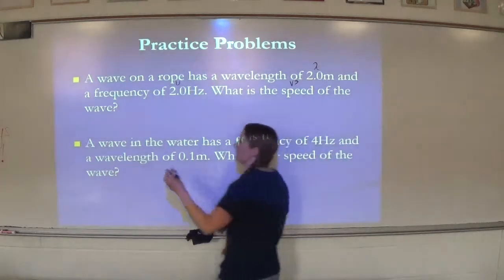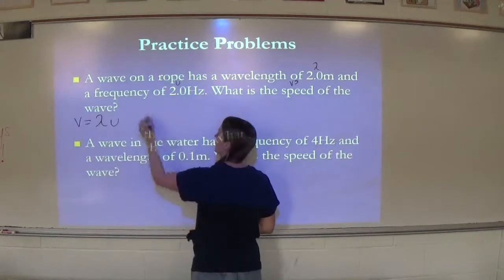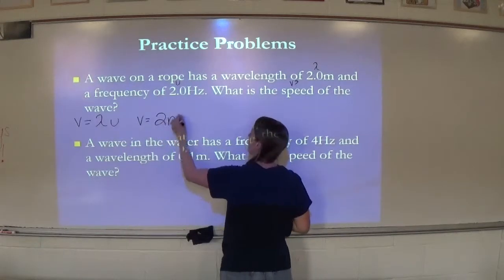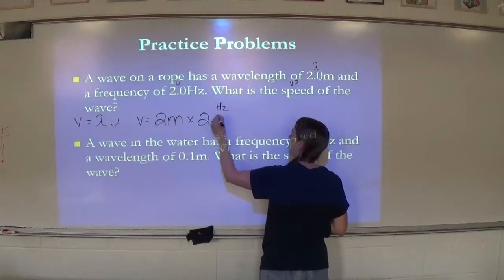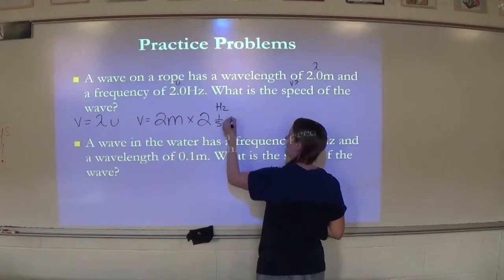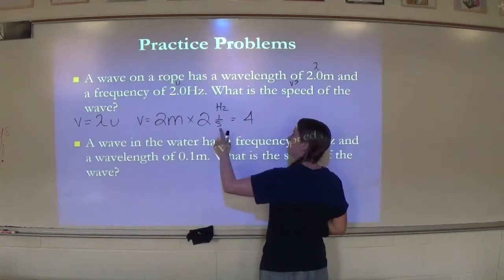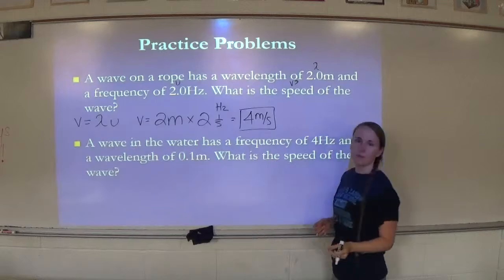So I'm looking for speed. Alright, so we know speed equals wavelength times frequency. So then I just plug in. My wavelength is 2 meters. My frequency is 2 hertz, which I'm going to write as 1 over a second. And so obviously 2 times 2 is 4. And a meter and a second do not cancel, so my unit is meters per second, like that.